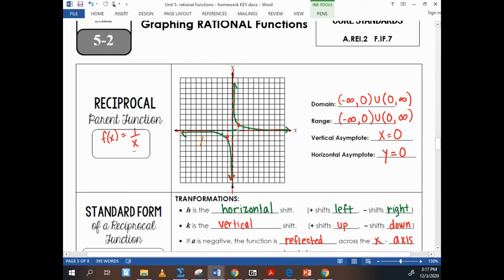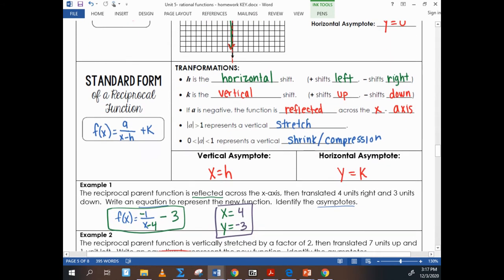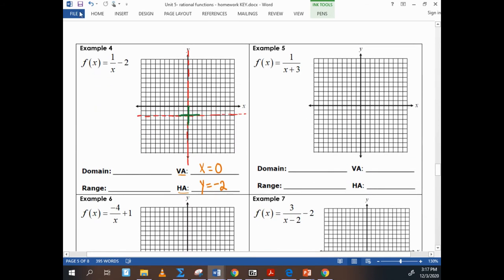Now remember, when I go over 1, I go up 1 because that's my 1 right there. So you're going to go over whatever a is actually. So in this case, my a is 1. So when I go over 1 from where those asymptotes cross, I'm going to go up 1. And then you kind of just do it diagonal from there for the other quadrant. When you go left 1, you go down 1. Okay, and then go ahead and draw your pictures.